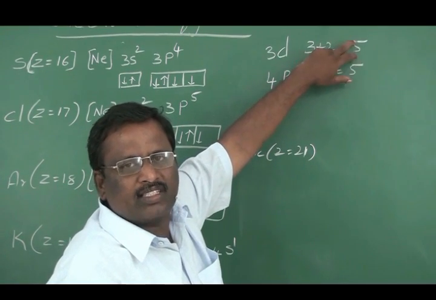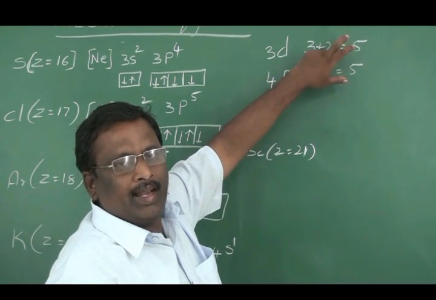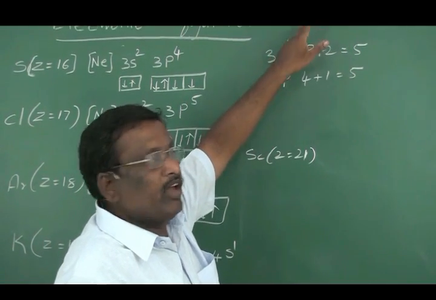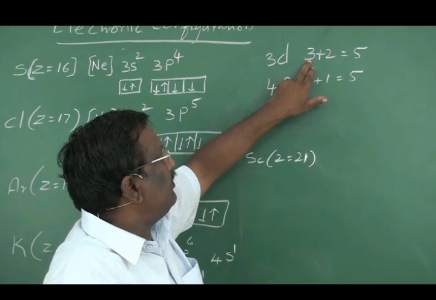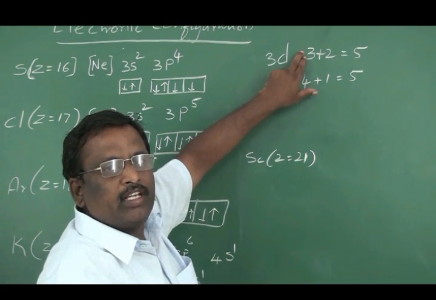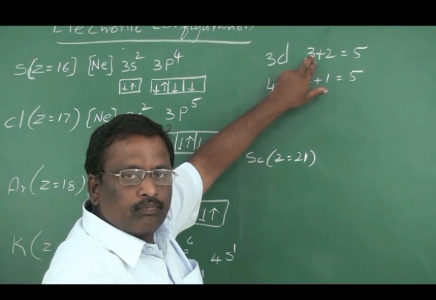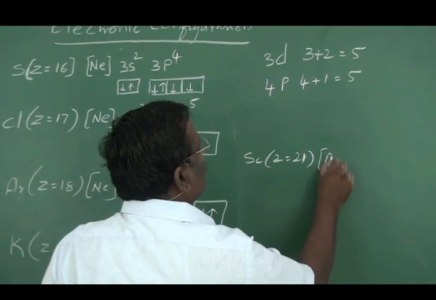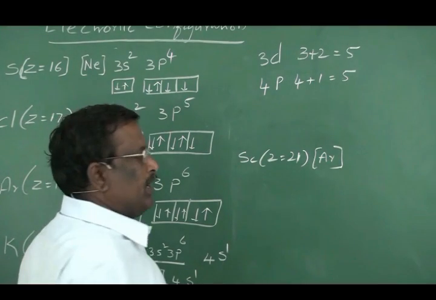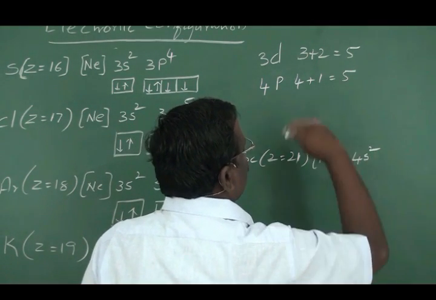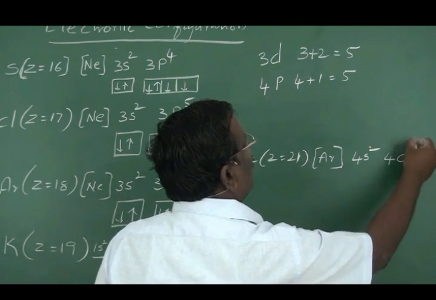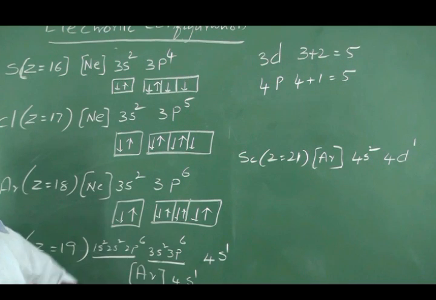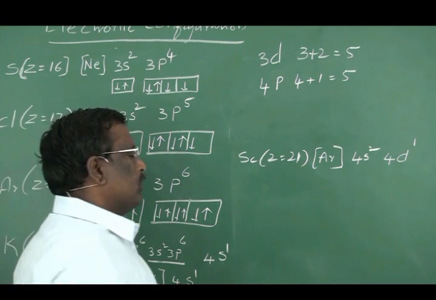So if two orbitals with the same n plus l value are available, the electron will enter into the orbital with the least n value, that is 3d, because the 3d n value is 3, whereas the 4p n value is 4. So 3d should be filled first. So in scandium, up to argon, the 18 electrons' configuration is the same. The next 2 electrons will enter into 4s2 and the 21st electron will enter into 3d1. And in the next 10 elements, the d orbital will be gradually filled up. That is the electronic configuration of scandium.